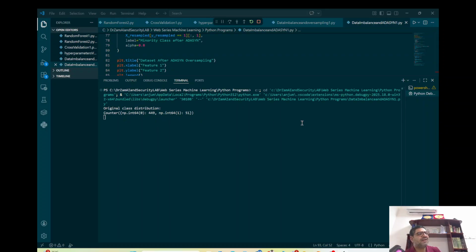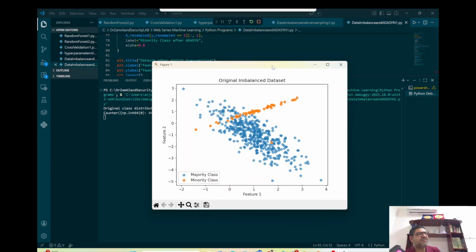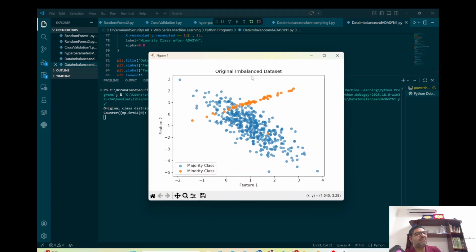So then it is showing us the graph here. I'll just drag this graph for you. It's showing the original imbalanced data. You can see this is the majority class, in blue, and there is a minority class in orange. The minority class is only 50 values. So we can see feature 1 and feature 2.